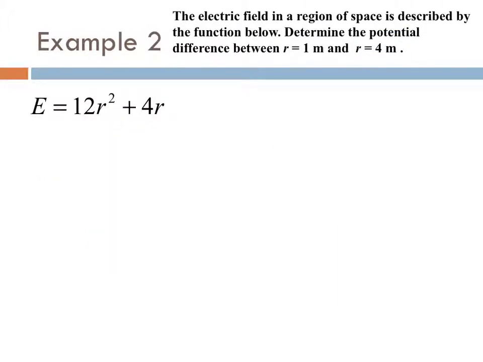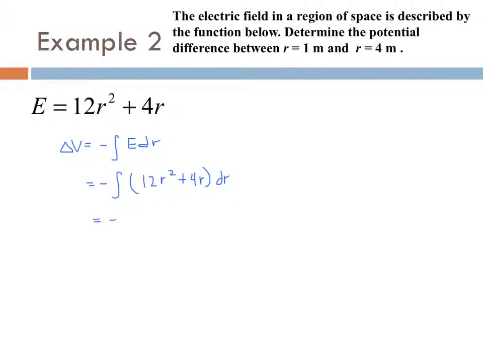In this last example, the electric field in a region of space is described by the function below. Determine the potential difference between r is equal to 1 meter and r is equal to 4 meters. So, our electric field is equal to 12r squared plus 4r. If we want to solve for our potential difference, we need to take the negative integral of the electric field with respect to position. So that's 12r squared plus 4r.